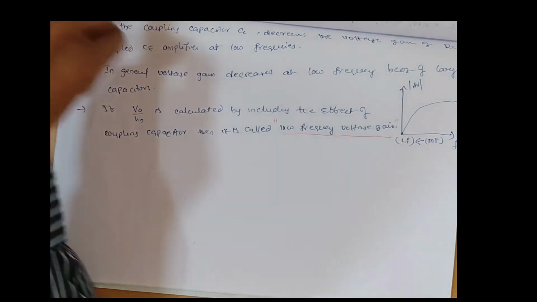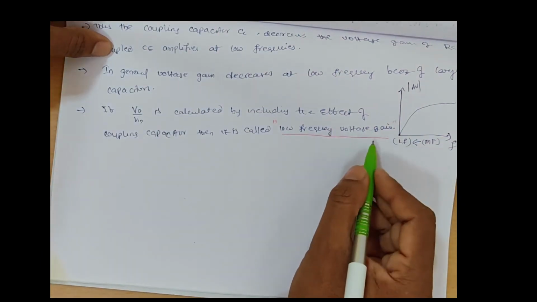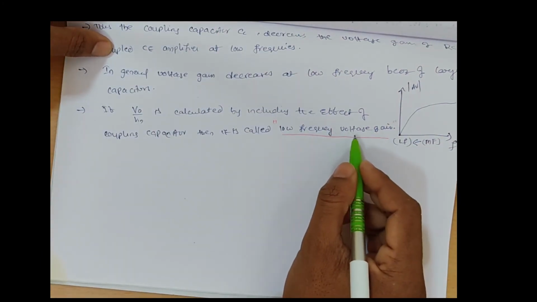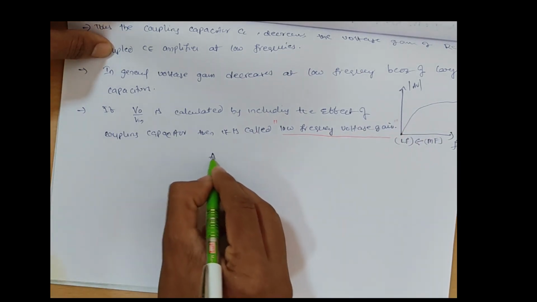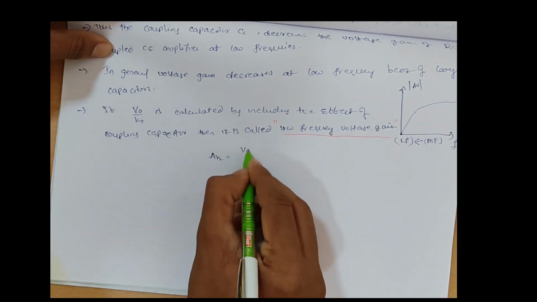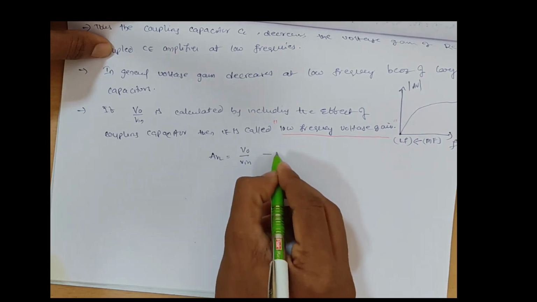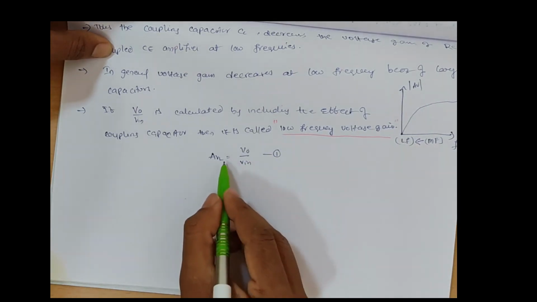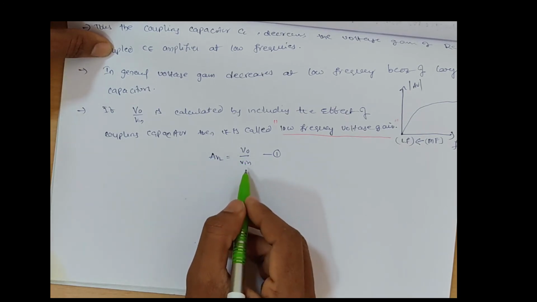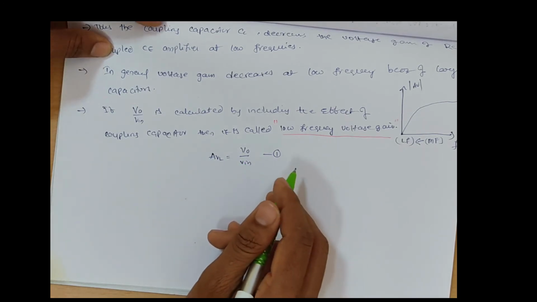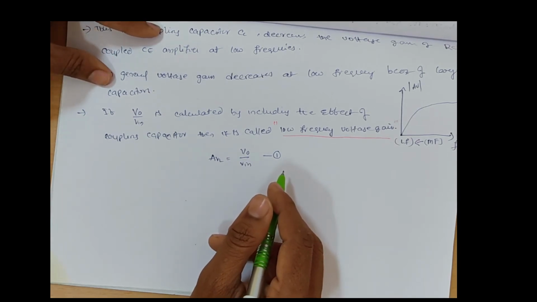So again we need to calculate the voltage gain at low frequencies. This is called low frequency voltage gain. I am naming this one as AVL equals V0 by V in. It is equation number 1. Why am I writing L? Because we are calculating voltage gain at low frequencies, it equals V0 by V in. So we can write equation number 1.